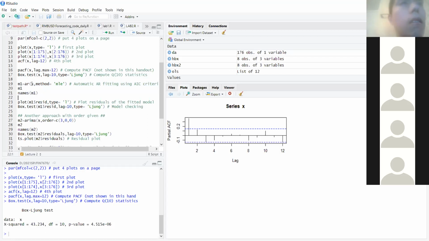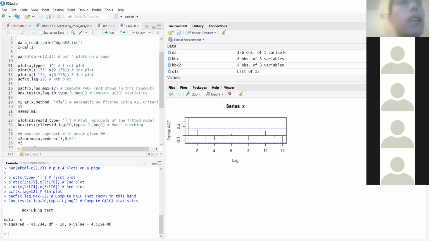For example, this ar(X). Remember, how do we define X? X is the data, the original data we named. You can name it whatever you want. Okay. And for the method we use MLE, right? So let's run that.